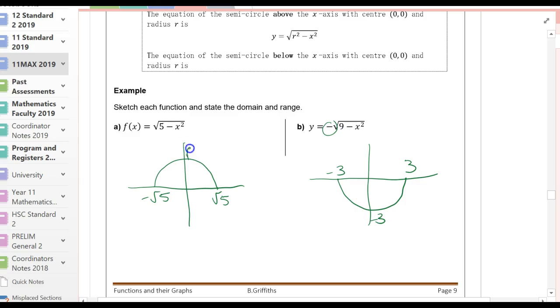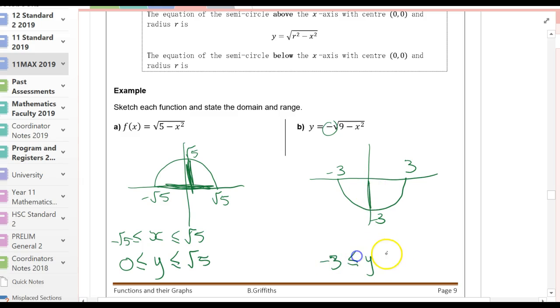Let's think about domains and ranges. The domain is between minus root 5 and root 5. The range is between 0 and root 5. Same over here, range is between -3 and 0, and the domain is between -3 and 3.